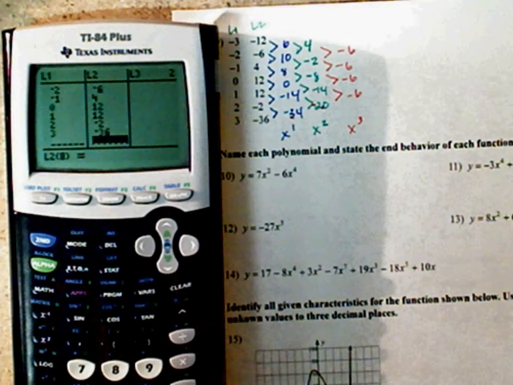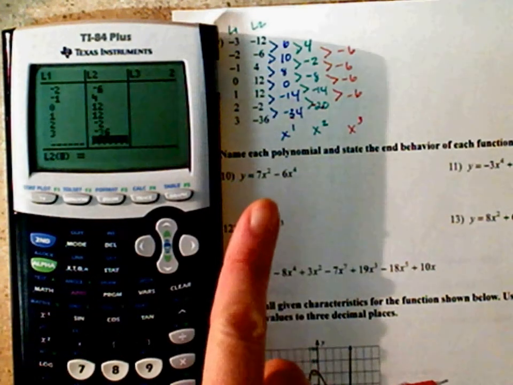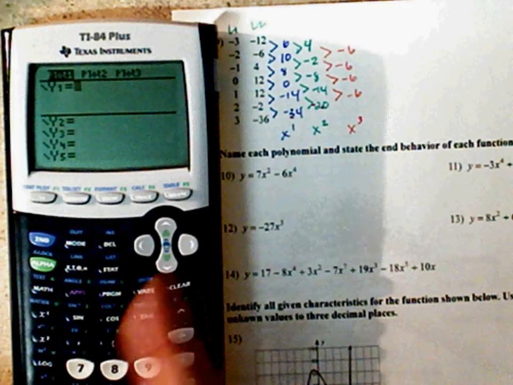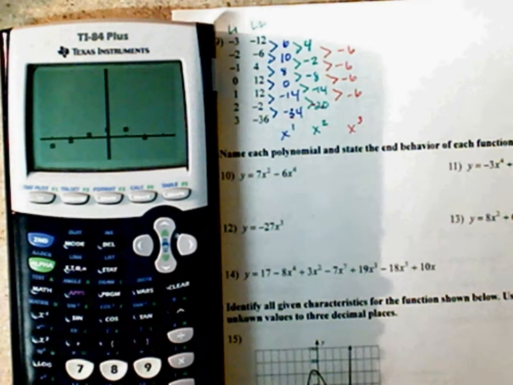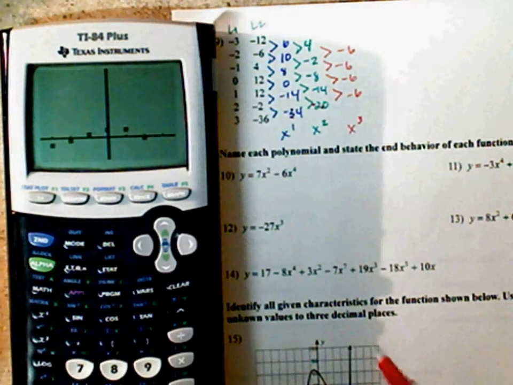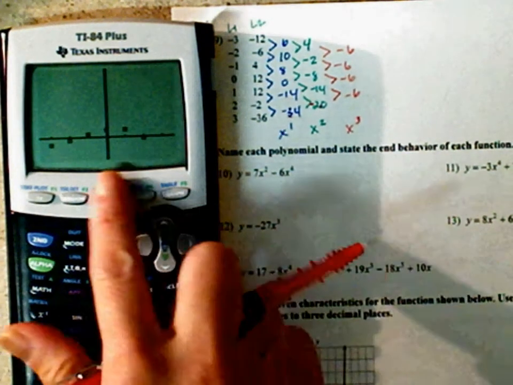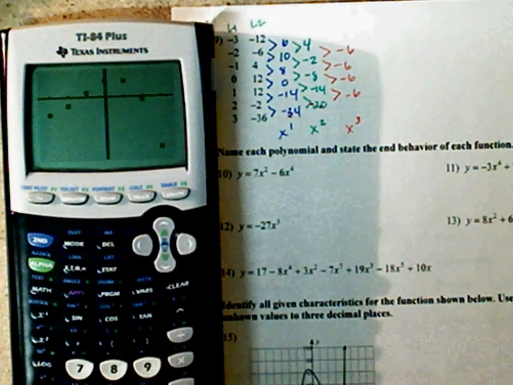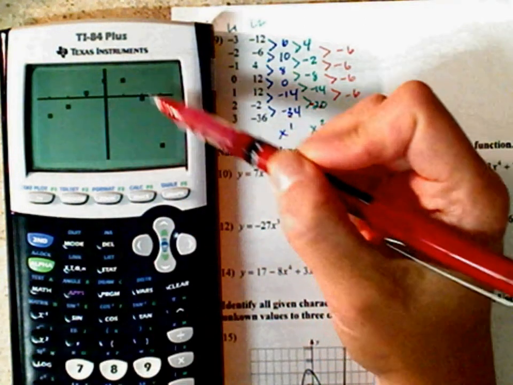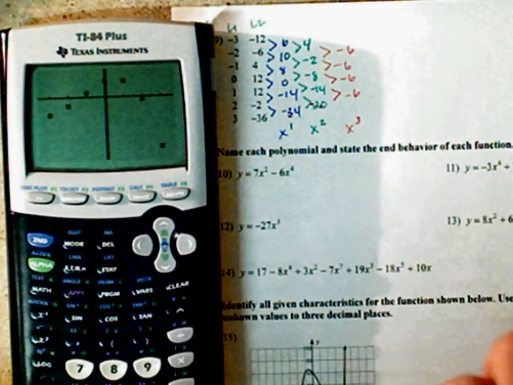Okay. Now before I plot, I want to point something out to you before I go do my regression, okay? I'm going to clear this equation. Now hit graph. Kind of gives you an idea of what the graph looks like. It looks kind of cubic, but you're not seeing everything. If you hit zoom 9, do you guys kind of see the shape that might be part cubic? That's why it worked, okay?